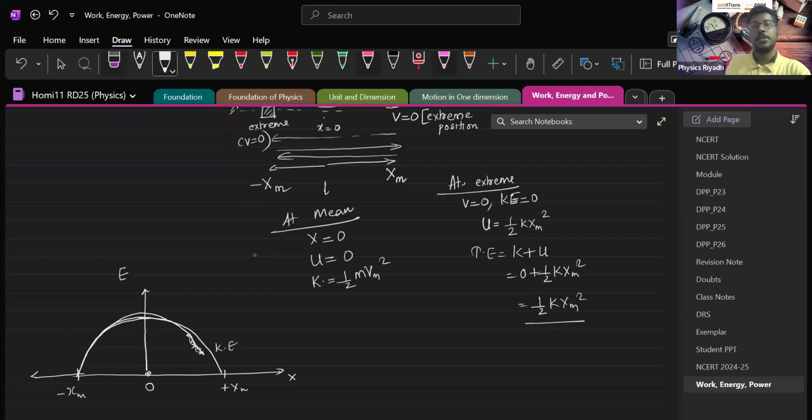So this is the kinetic energy graph. Similarly, if you look at the graph for potential energy, you will see that the potential energy is maximum at the extremes. The potential energy is zero at the mean position. So it's a curve shape like this. So this is how the graph of energy versus displacement looks like in case of a spring.